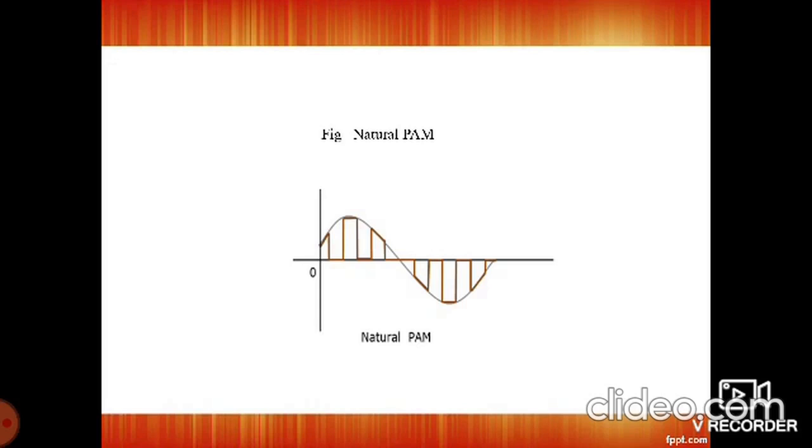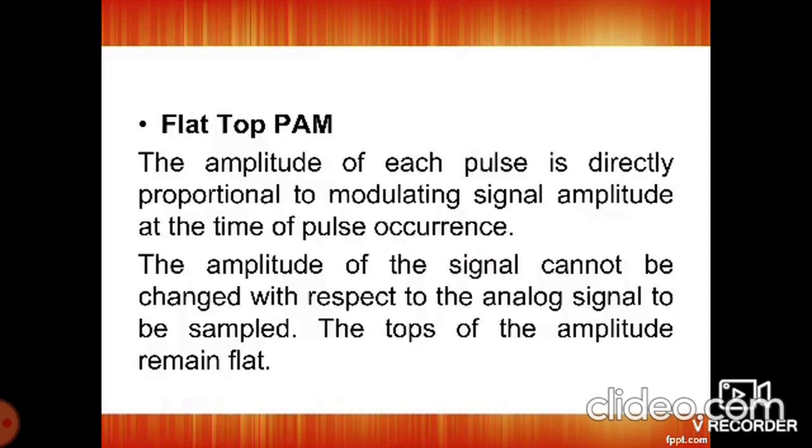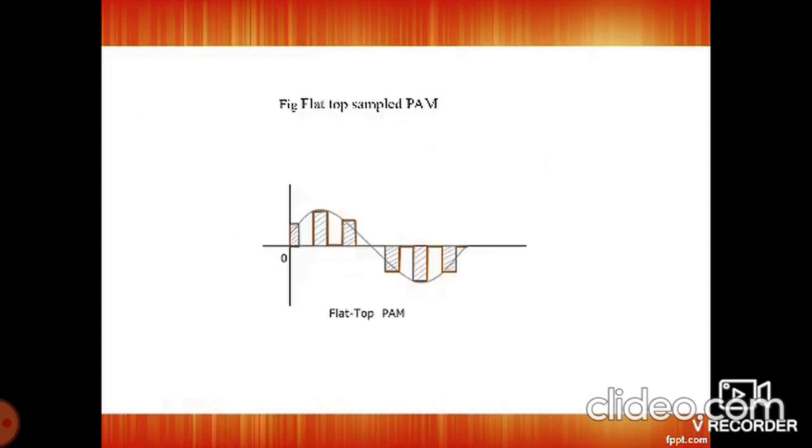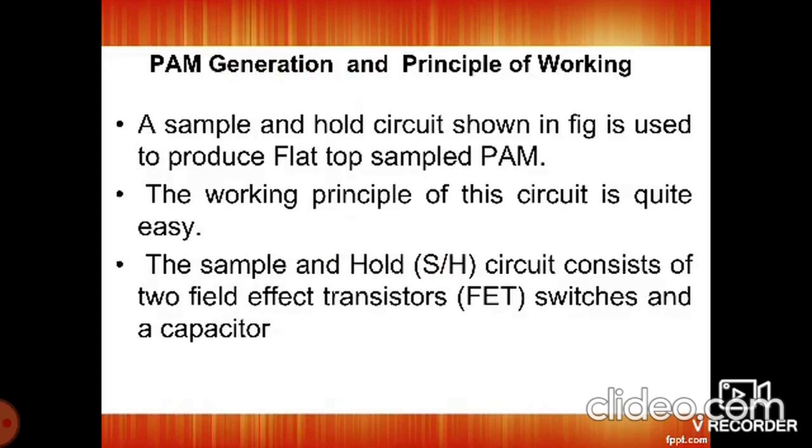In this natural PAM diagram, the tops of the pulses have varying amplitude. But in the case of flat top PAM, the amplitude of the pulses at the top is constant, which is called flat top PAM. In PAM generation, let us know the principle of PAM: the amplitude of the pulse is directly proportional to the amplitude of the modulating signal at any sampling instant. The width and position are constant.